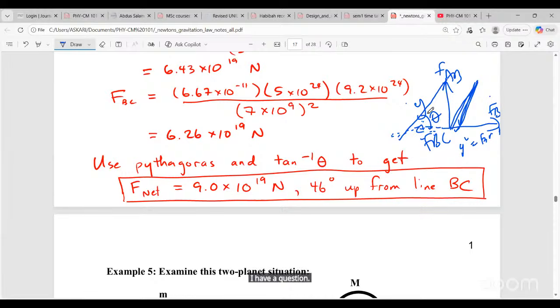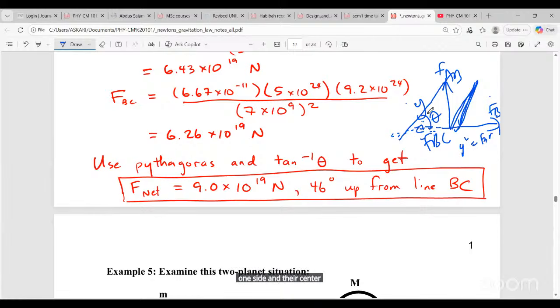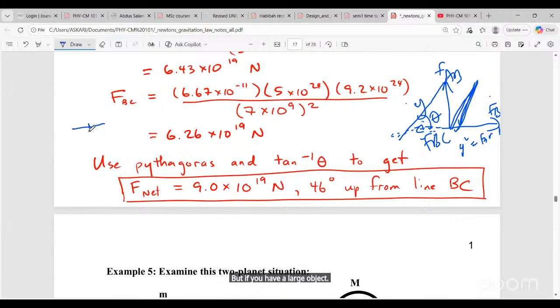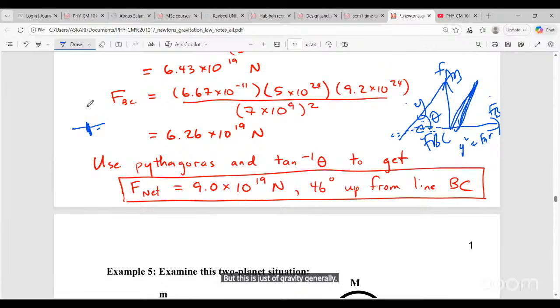I have a question, sir. In the case of large masses like big buildings or big objects, are we supposed to also consider the distance between one side and their center of gravity, like the middle and the side? Are we supposed to consider that distance too? Questions on center of gravity will be given to you separately. This is just on gravity generally.